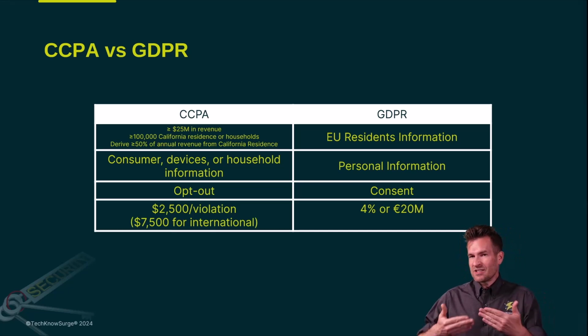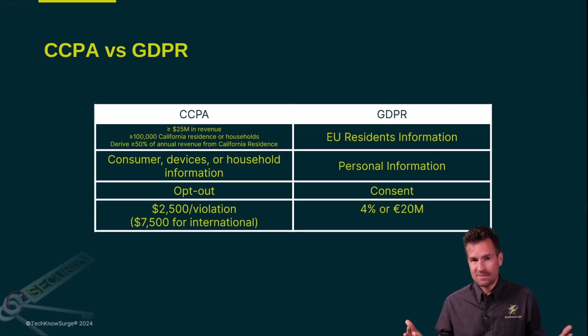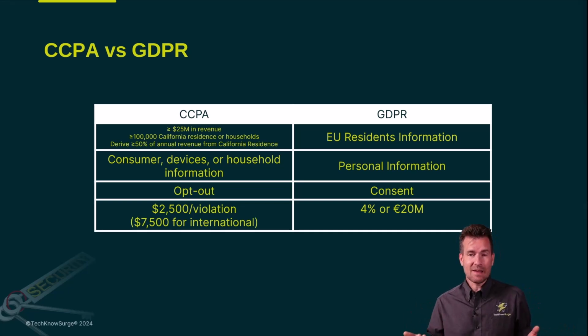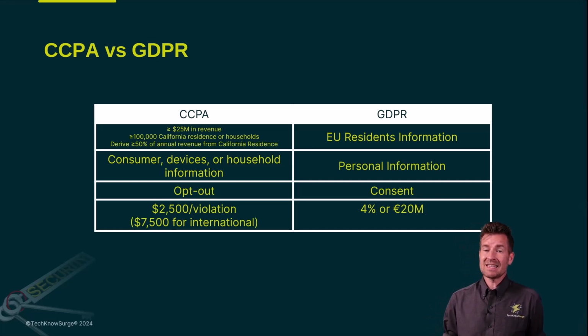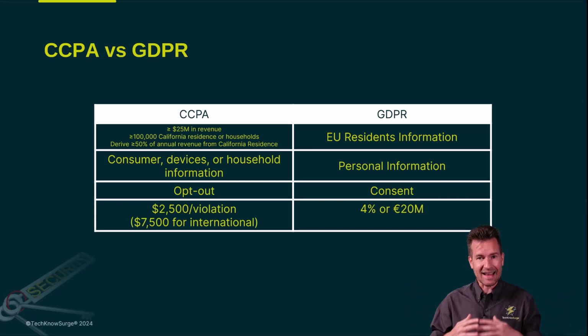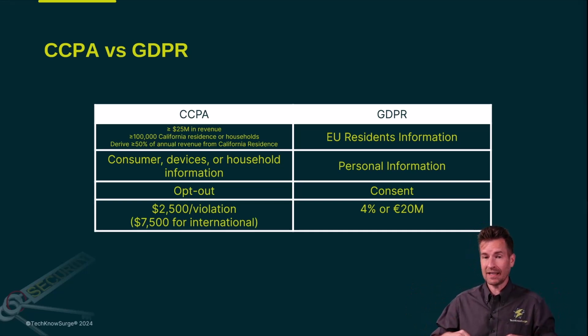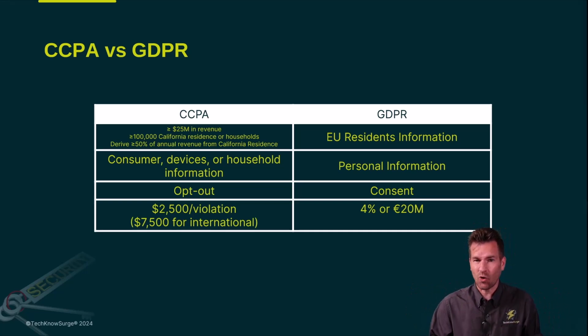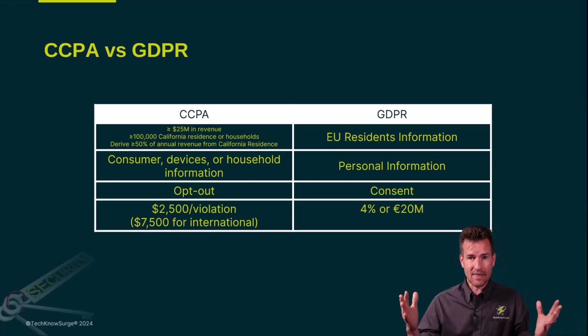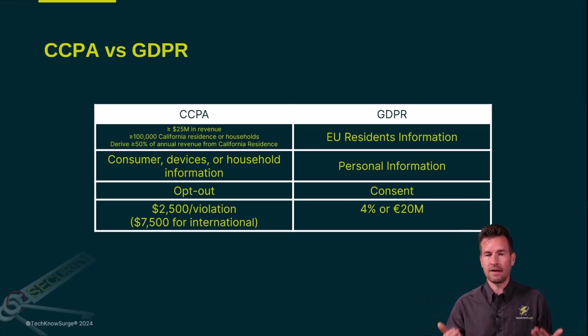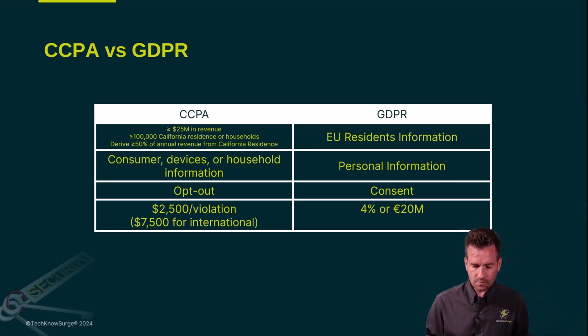With the two, there's a difference in what information is being collected as well. With GDPR, it's any personal information, so protecting the consumer's personal information. CCPA goes beyond that and expands it and says if you're collecting information about their devices or about their household information, not just their personal information but beyond that, then you also have to follow the CCPA.